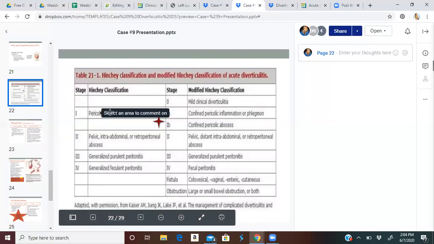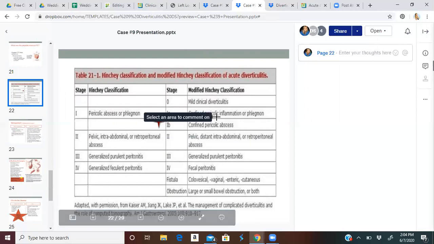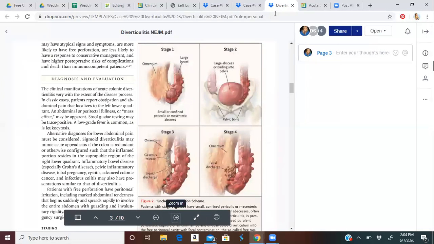So if we look at our patient, they did have an abscess that was present, but it was a confined pericolic abscess. So they are in stage 1B. So they are the most severe stage 1, but they are not in stage 2. So they are not having a pelvic distant intra-abdominal or retroperitoneal abscess. So stage 1, this matters later on when we get to management, but just so you have some pictures to see what is stage 1 versus stage 2.